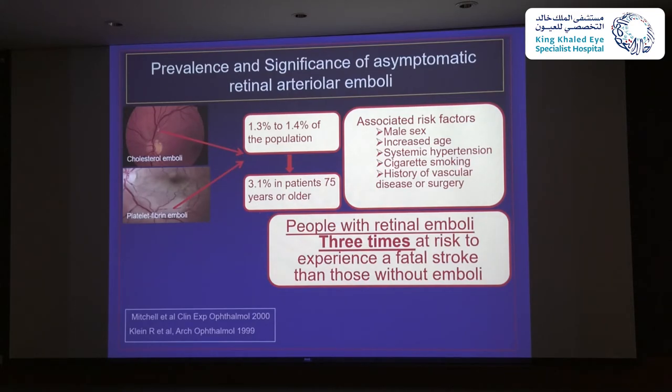What are the associated systemic risks? It includes male sex, increased age, systemic hypertension, cigarette smoking, history of vascular disease or surgery. And people with retinal emboli are 3 times more at risk of experiencing a fatal stroke than those without emboli.